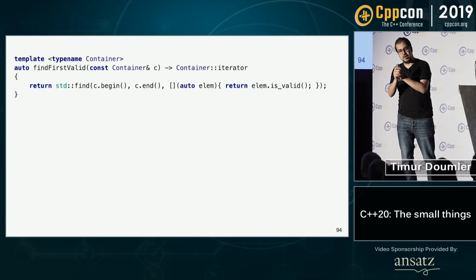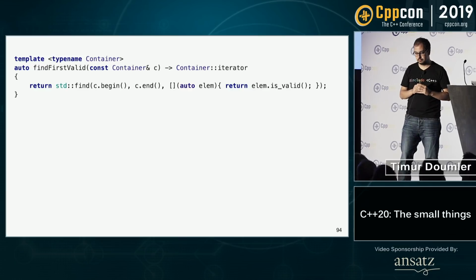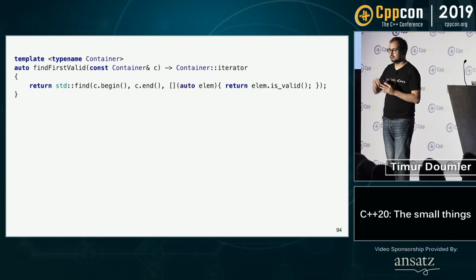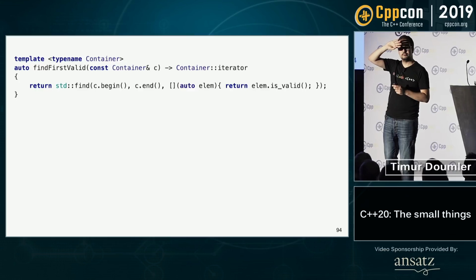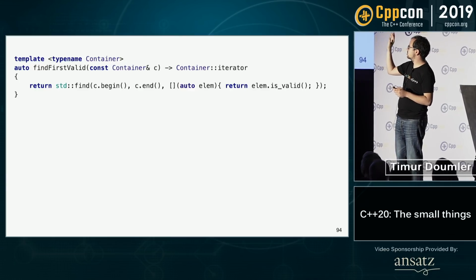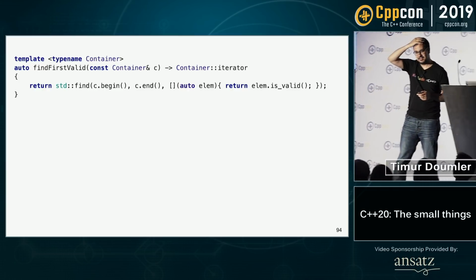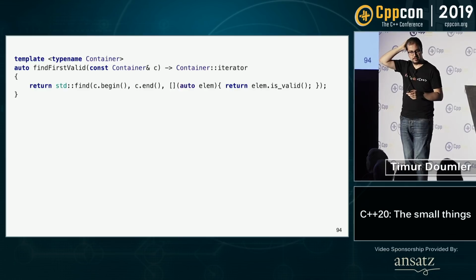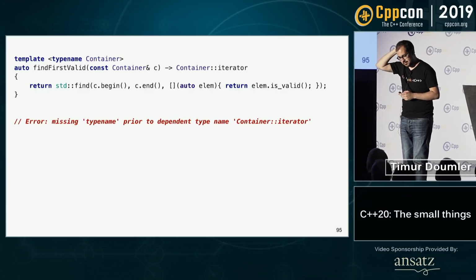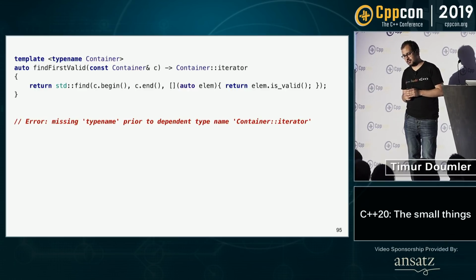is this code going to compile? Okay, so forget about the function body. Yes, it should be find_if. Okay, function body is not important. Yes, there is a missing typename. So, but the compiler already knows this, right? So if you do this, the error you get is error: missing typename.